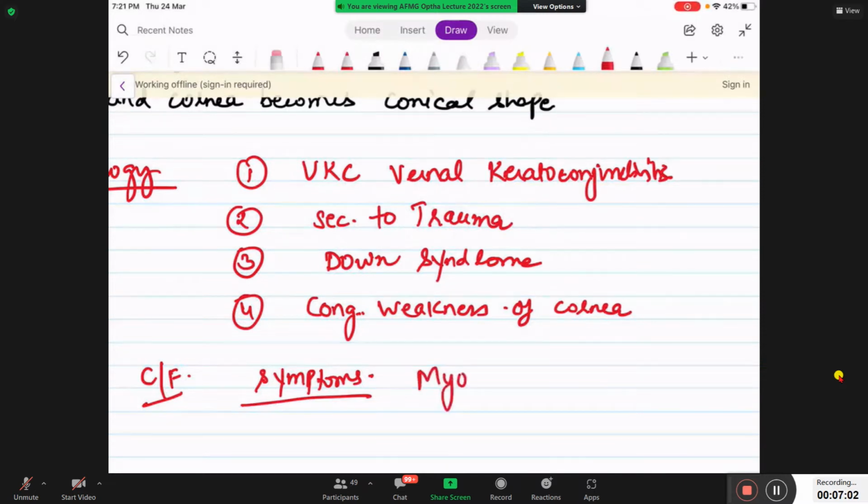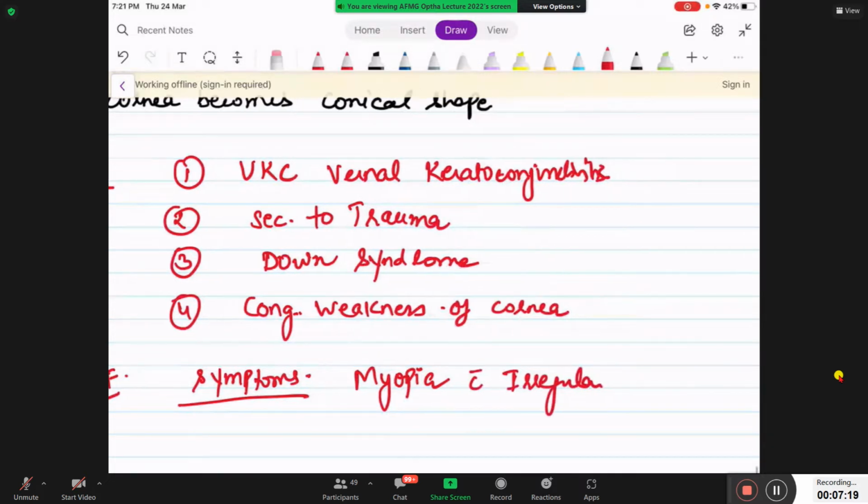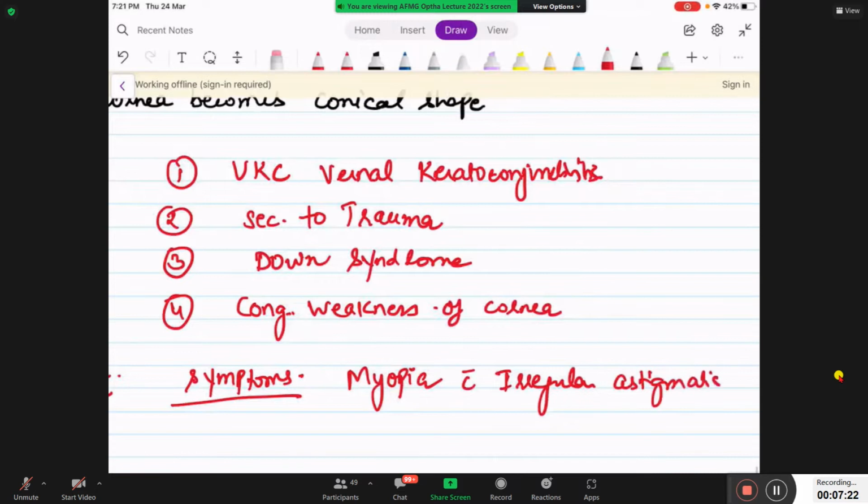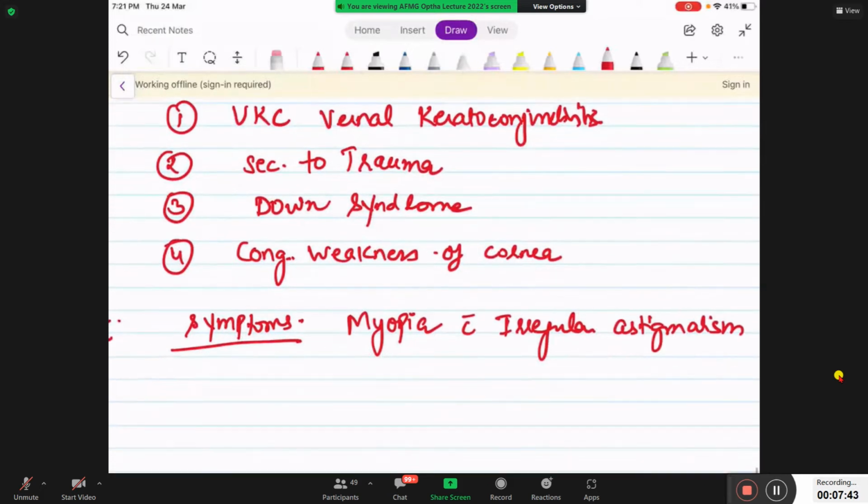So the patient will present to you with myopia, a high degree of myopia. The patient will be having myopia with irregular astigmatism. Clear? What is irregular astigmatism? We will discuss in detail in optics. Okay. Patient will be having myopia with irregular astigmatism.